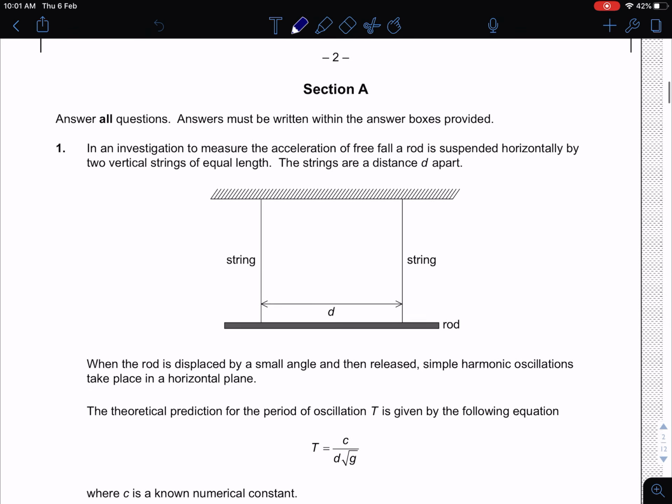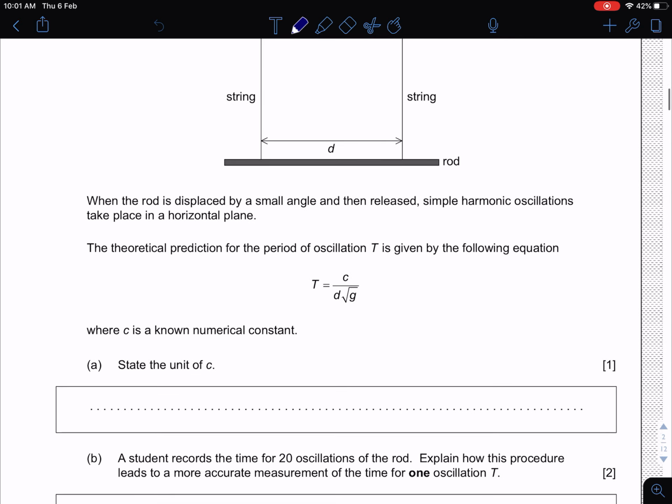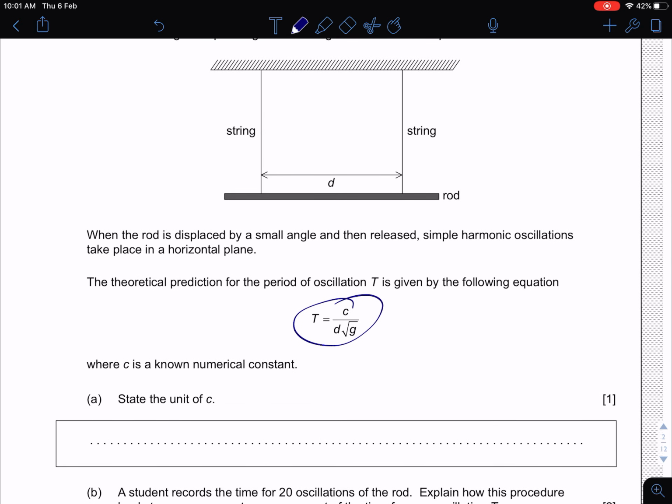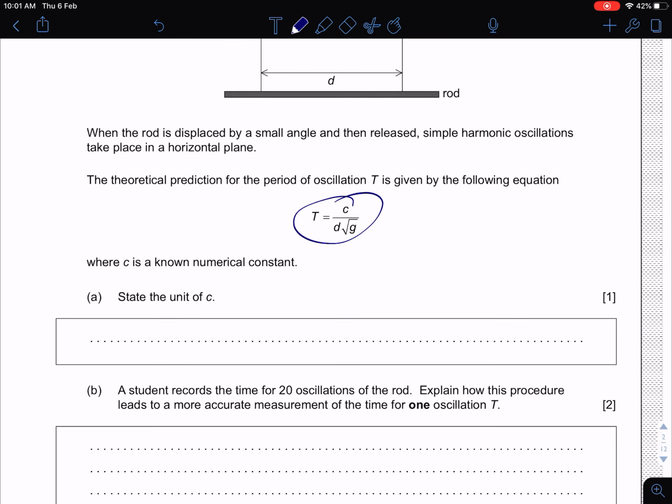Okay, this is the alternative to practical section. You're given an equation and a lot of information about the experiment, and it asks you to state the unit of C. Well, to state the unit of C, we need to know the units of everything else. So we rearrange the equation.